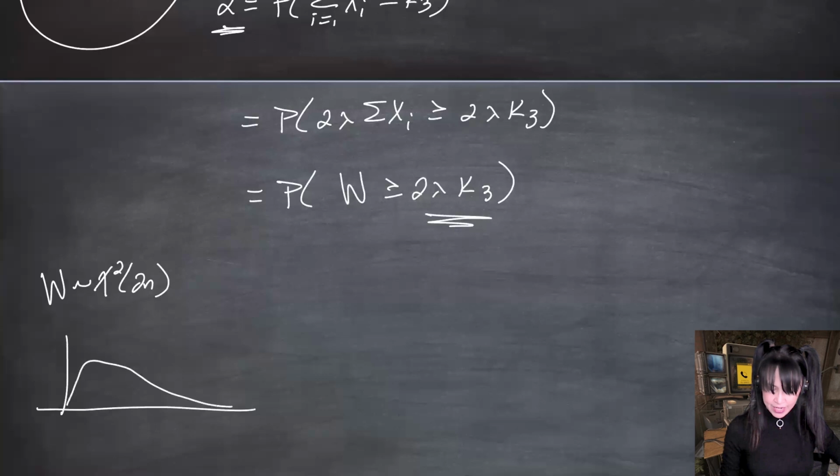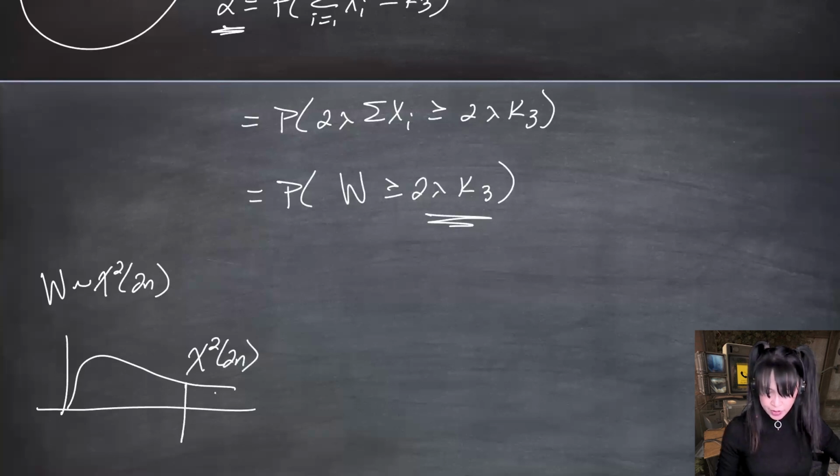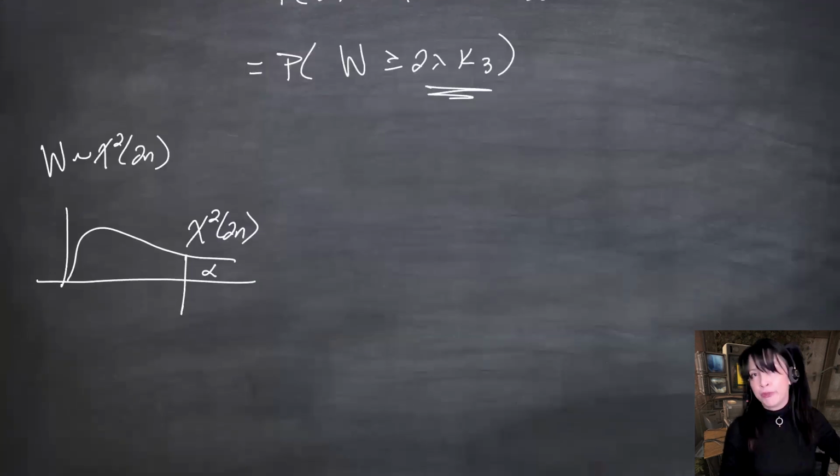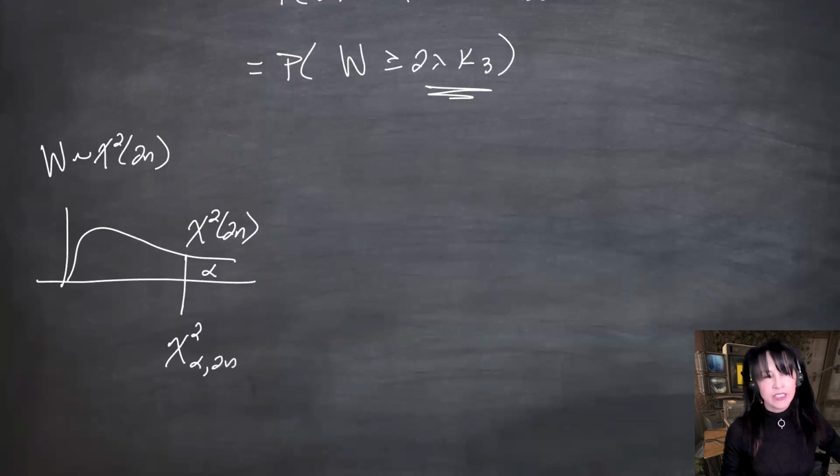So if you envision the chi-squared 2n PDF, that's also horrible. But we want a number that we are above with probability alpha, and our notation for that critical value is chi-squared sub alpha comma 2n.